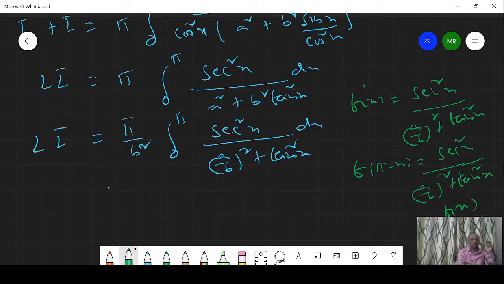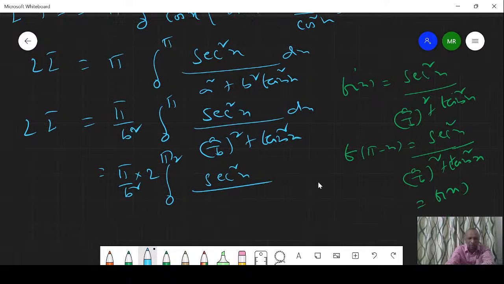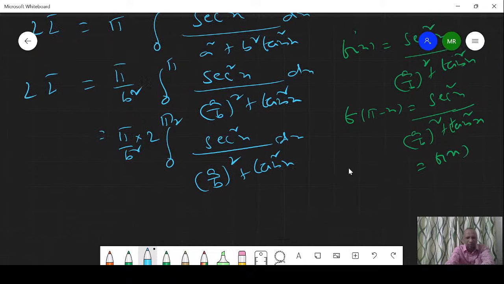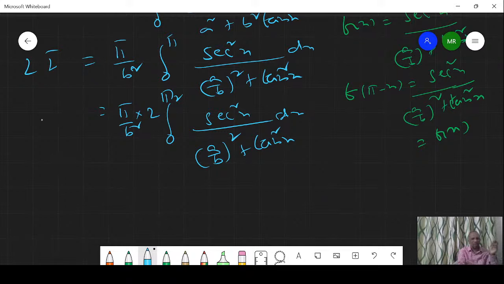Since the function has no change, using the property P6 I can write this as pi by b square into 2 into the integral from 0 to pi by 2 of secant square x by a by b whole square plus tan square x dx. Now take the substitution tan x is equal to t.